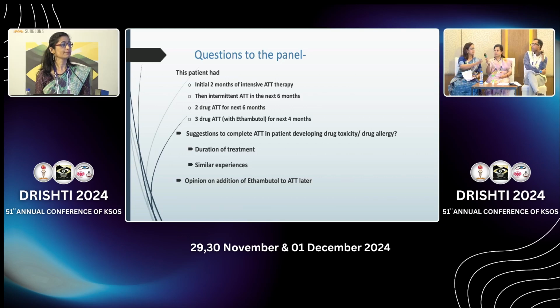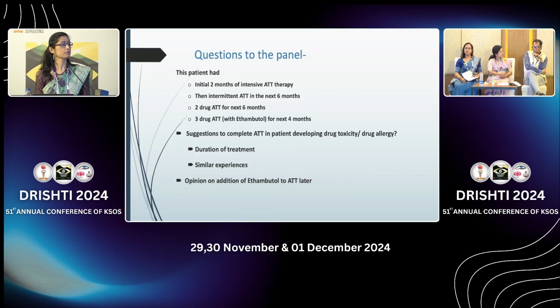Sir, before starting ATT, do we have to get an HFA, color vision, all those things done? We don't do those. Only LFT, that's all. It is better to have a baseline LFT to see whether it is going on. And if the patient is on modified ATT, how do you titrate the duration of ATT in ocular TB? I mean, we don't try to titrate it. Again, 6 months.